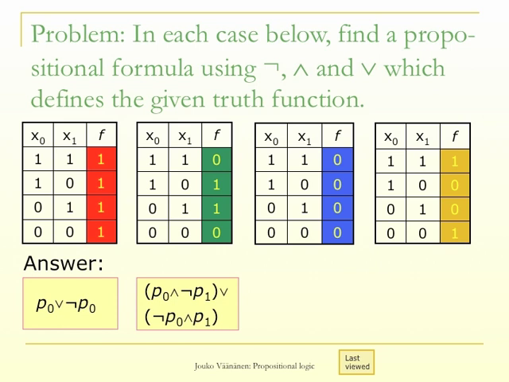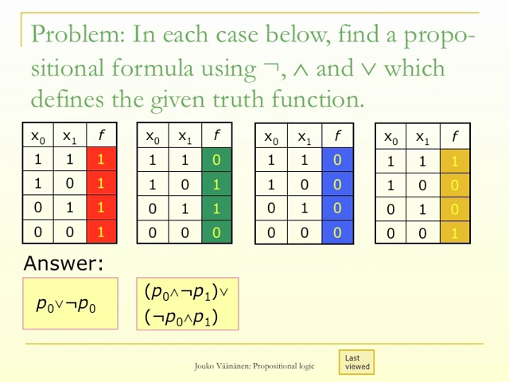Now one can easily check that, indeed, this formula defines the given truth function f. This can be seen by simply going through the possible arguments x0, x1, and checking in each of the four cases that the two functions, the given function f, and the truth function defined by our formula, give the same answer.